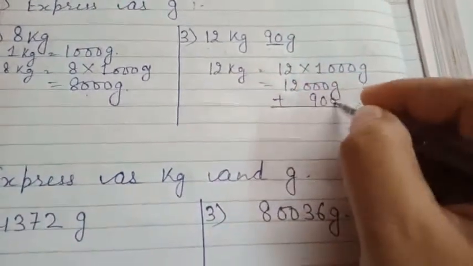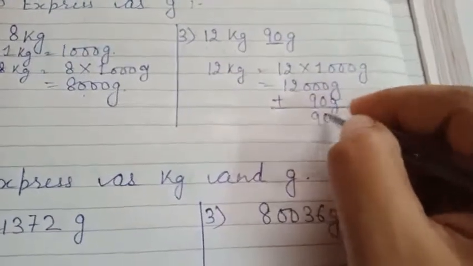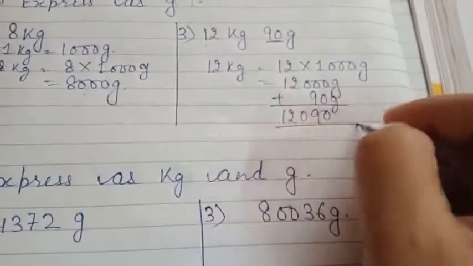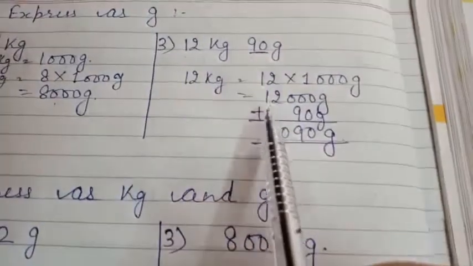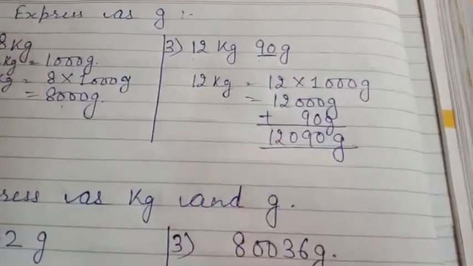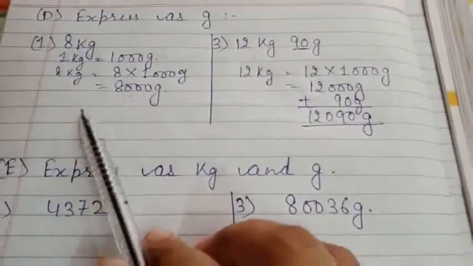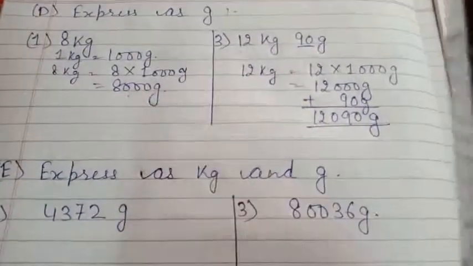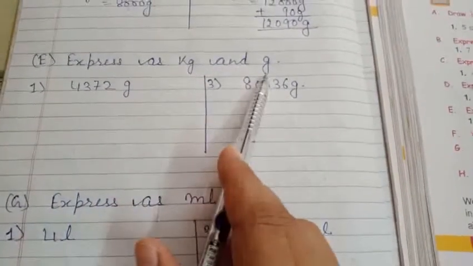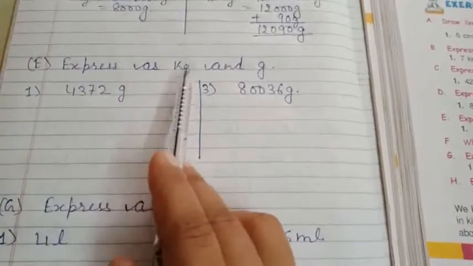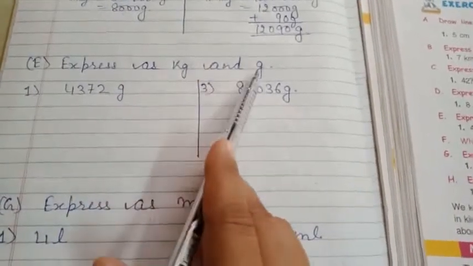So it will be 12,090 gram. So 12 kg 90 gram is equal to 12,090 gram. In the same way we can convert kilogram into gram. Then question number D is express as kilogram and gram. Gram is given, we have to convert into kg and gram.